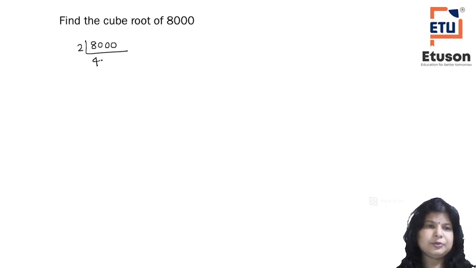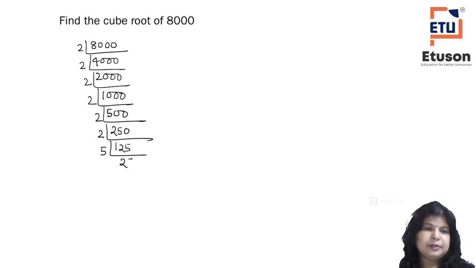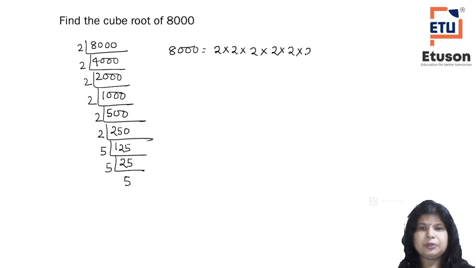So divided by 2, you get 4000. Divided by 2, you get 2000. Divided by 2, you get 1000. Divided by 2, you get 500. Divided by 2, you get 250. Divided by 2, you get 125, then 5, then 25. By 5, you get 5. So let us write down the prime factors of it. So it is 2 into 2 into 2 into 2 into 2 into 2 into 5 into 5 into 5.